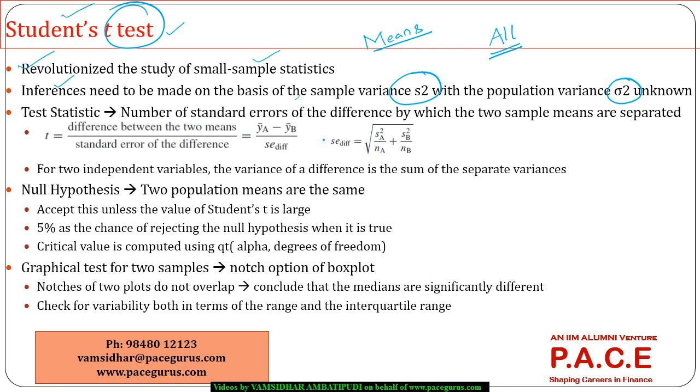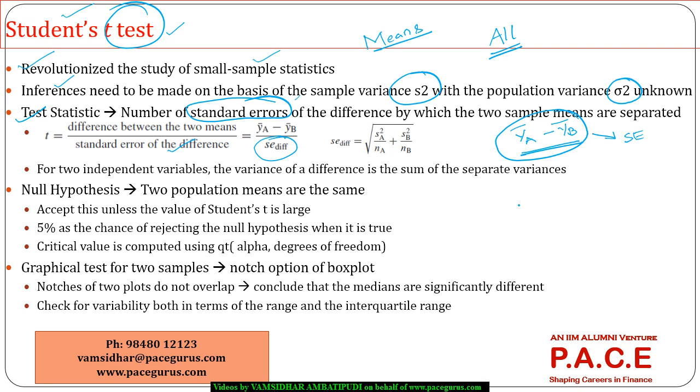And that can be very comfortably accomplished when I'm using the t-test. The test statistic that we are computing here is based on the number of standard errors. We are talking about the difference between the mean of sample A versus the mean of sample B. What we would typically talk about is by how many standard errors the two sample means are separated. So I'm measuring this difference between the two sample means in terms of their standard error of the differences.